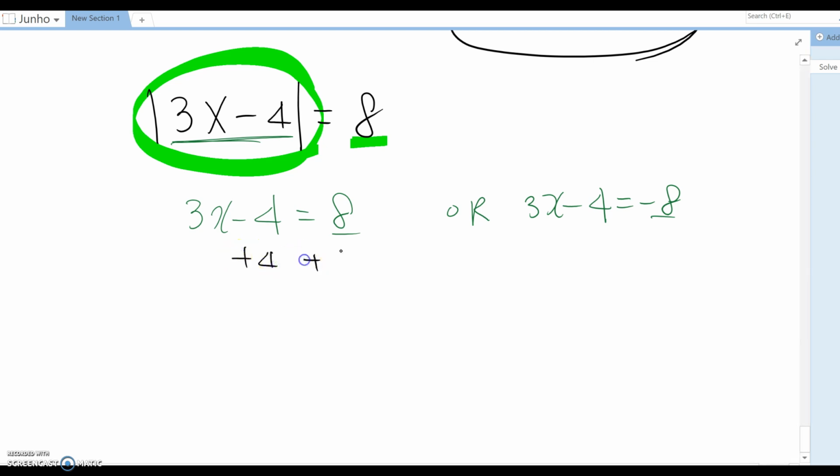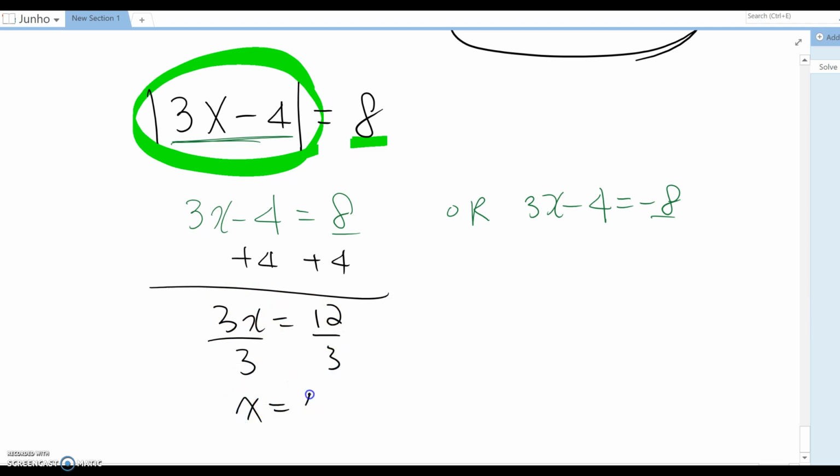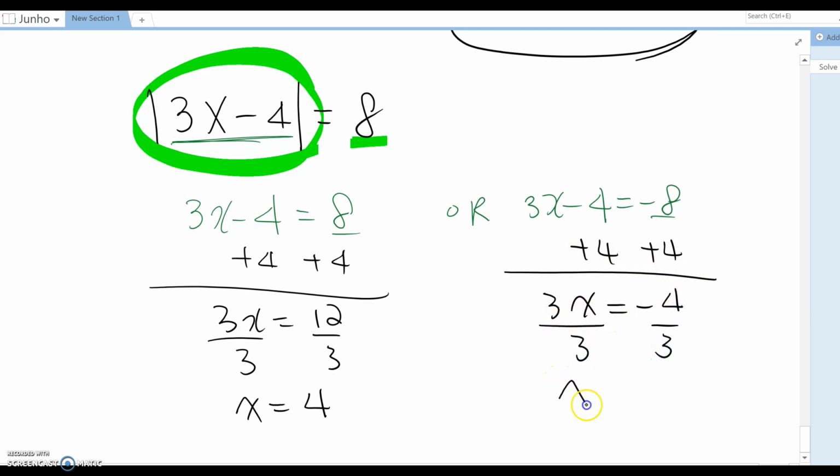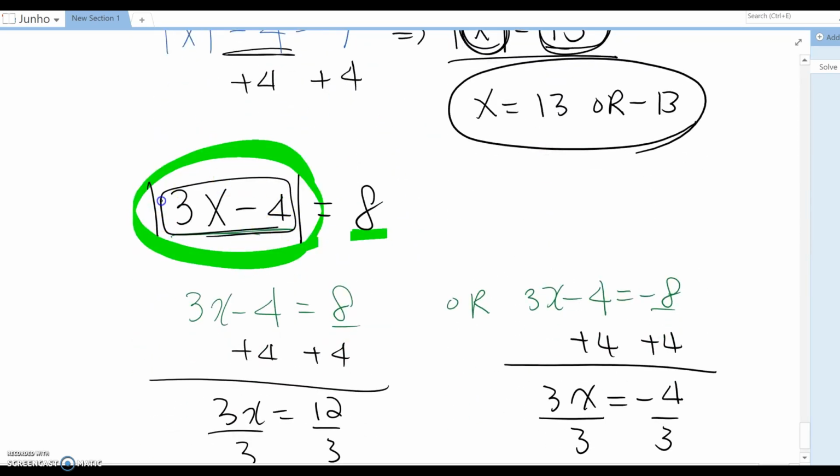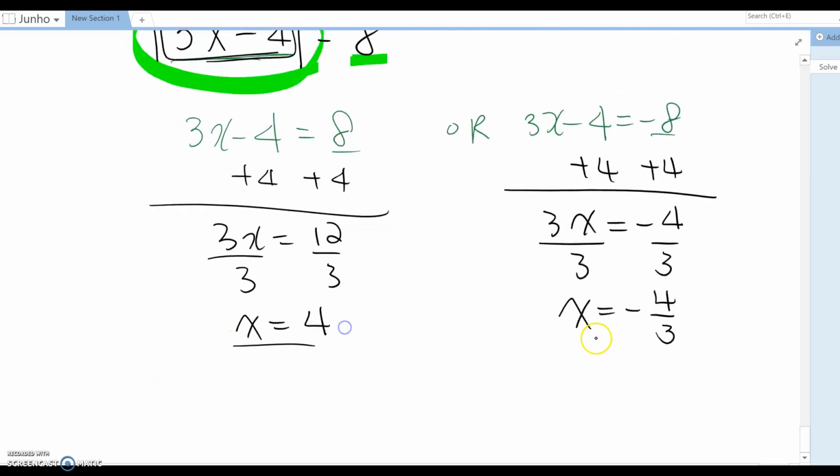So plus 4, then 3x equal to 12, and divide by 3, then x equal to 4. Or you add 4 here, then 3x equal to negative 4, and divide by 3, then x equal to negative 4 over 3. Yeah, unlike those earlier questions, because it has many different expressions, we don't have exactly the same value with the opposite sign. Okay, it's based on the equation expression.